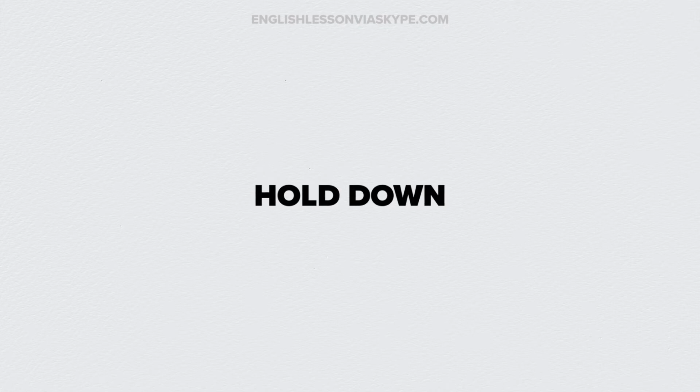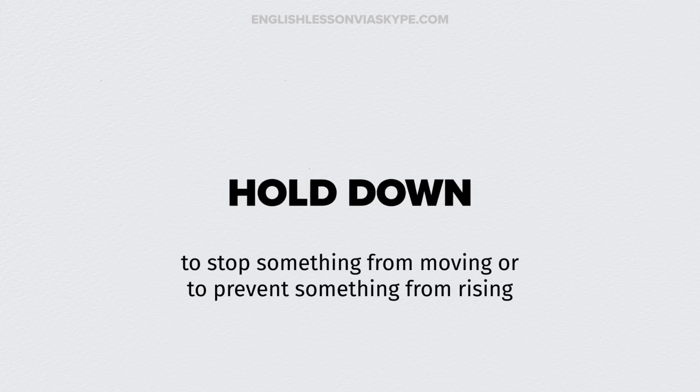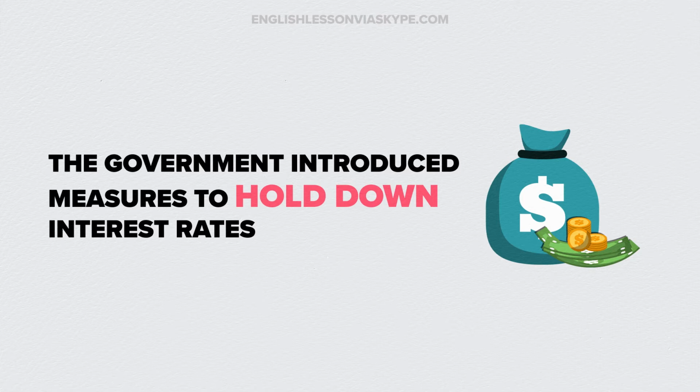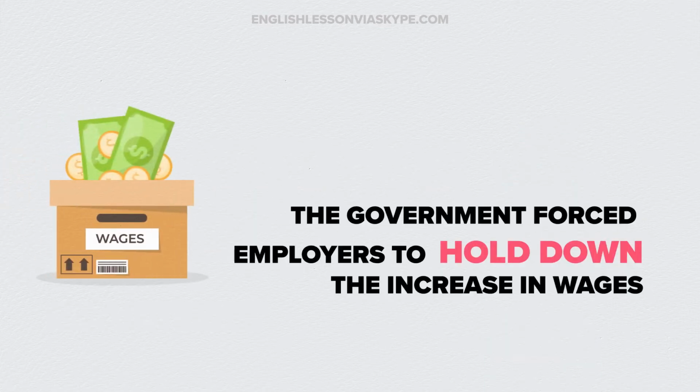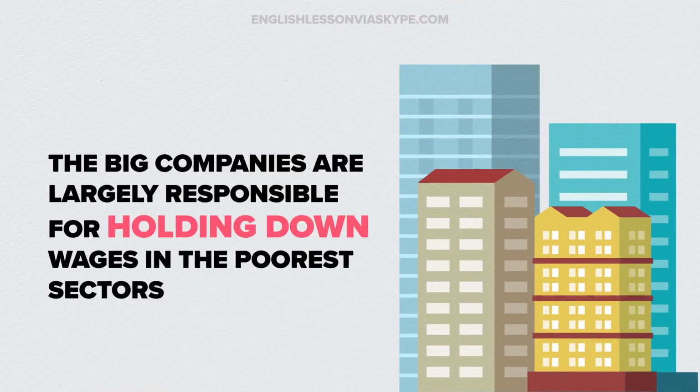Hold down. First meaning, hold down is to stop something from moving or to prevent something from rising. For example, the government introduced measures to hold down interest rates. The government forced employers to hold down the increase in wages. Okay, so to prevent or to stop. The big companies are largely responsible for holding down wages in the poor sectors.